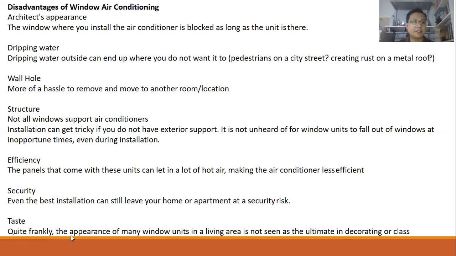So about the taste, quite frankly, the appearance of many window units in a living area is not seen as the ultimate in decoration or class. Maybe it will be seen as not nice, because the wall will come out with the aircon unit. So they look very cheap compared to a split unit. So it looks like, sorry to say, maybe low class residents. So that's about the taste.